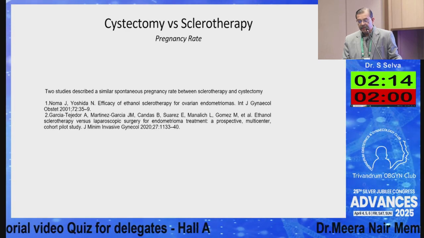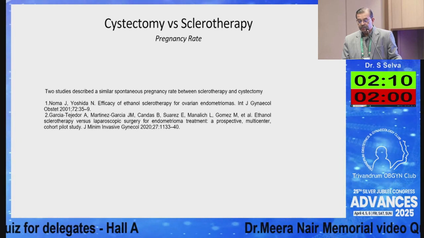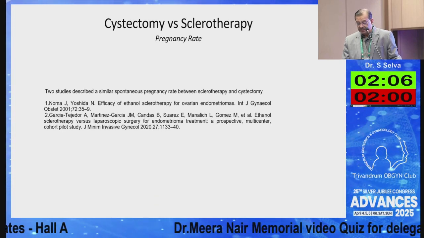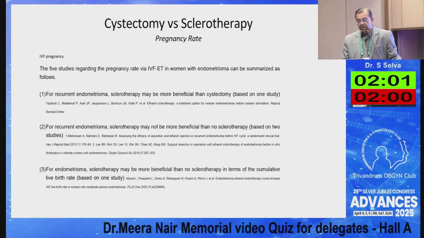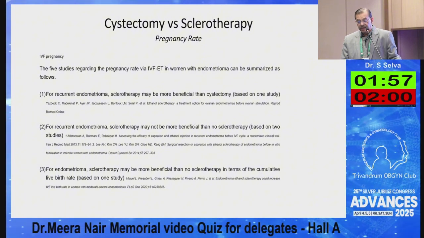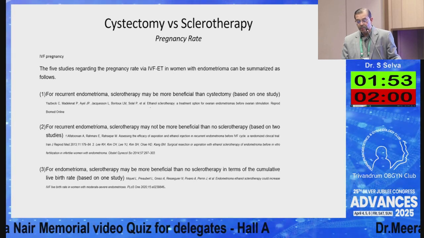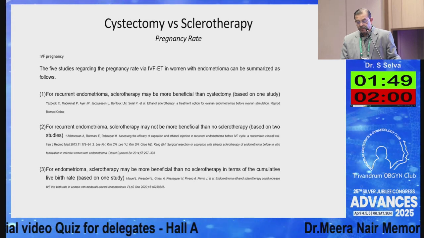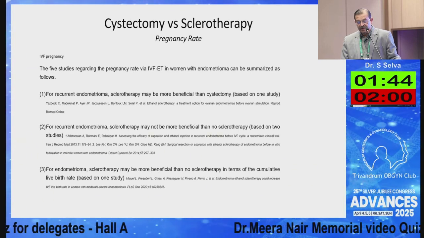When we look at pregnancy rate, 2 studies describe a similar spontaneous pregnancy rate between sclerotherapy and cystectomy. Whereas in IVF, for recurrent endometrioma, sclerotherapy may be more beneficial than cystectomy. In another 2 studies for recurrent endometrioma, sclerotherapy may not be more beneficial than cystectomy. And in one study for endometrioma, sclerotherapy may be more beneficial in terms of cumulative live birth rate.